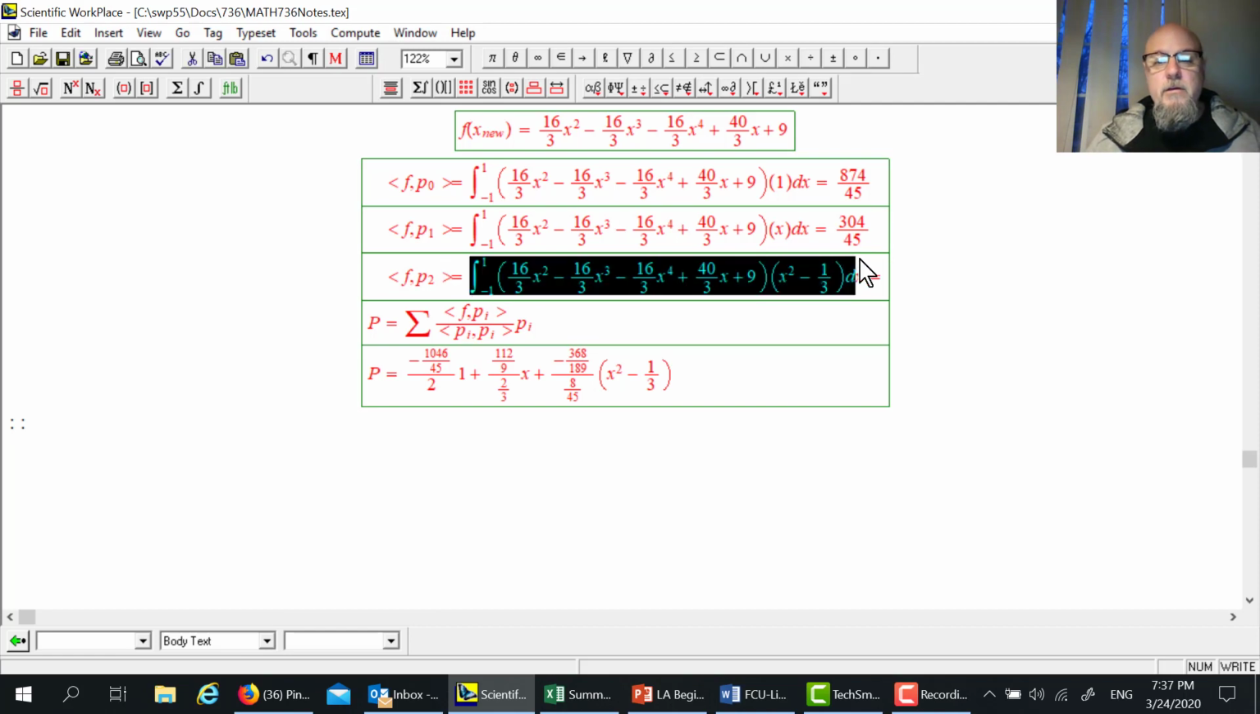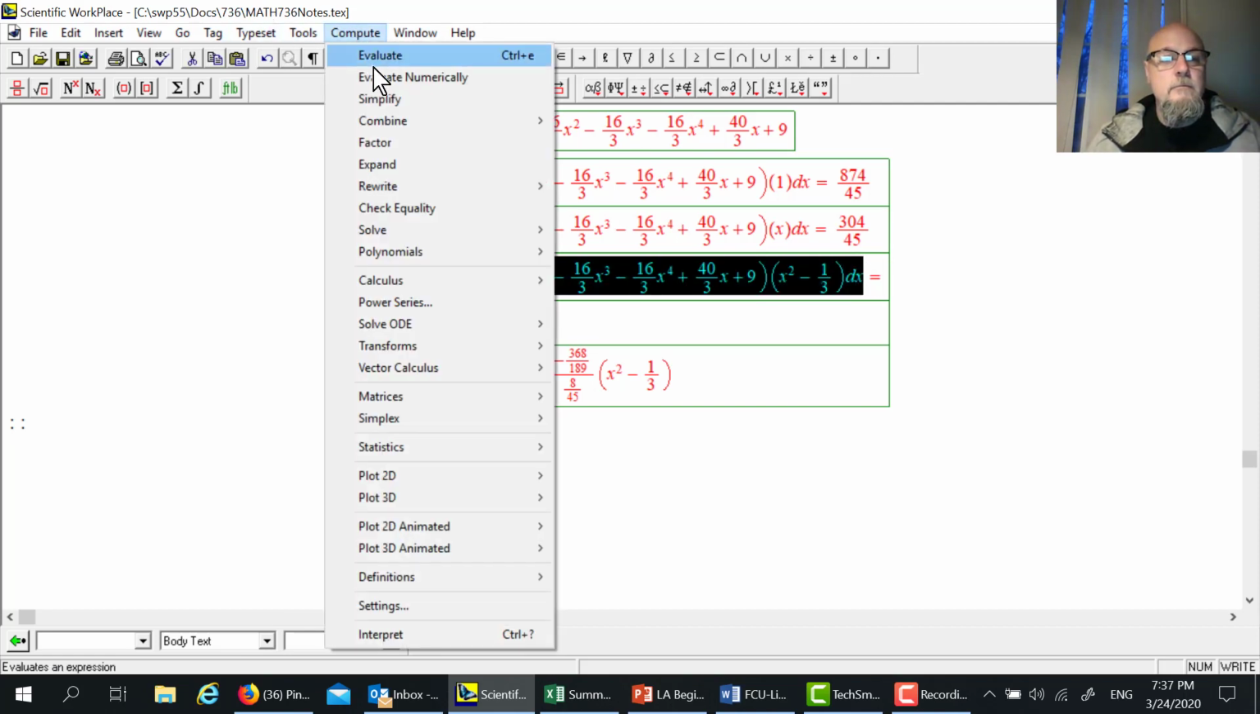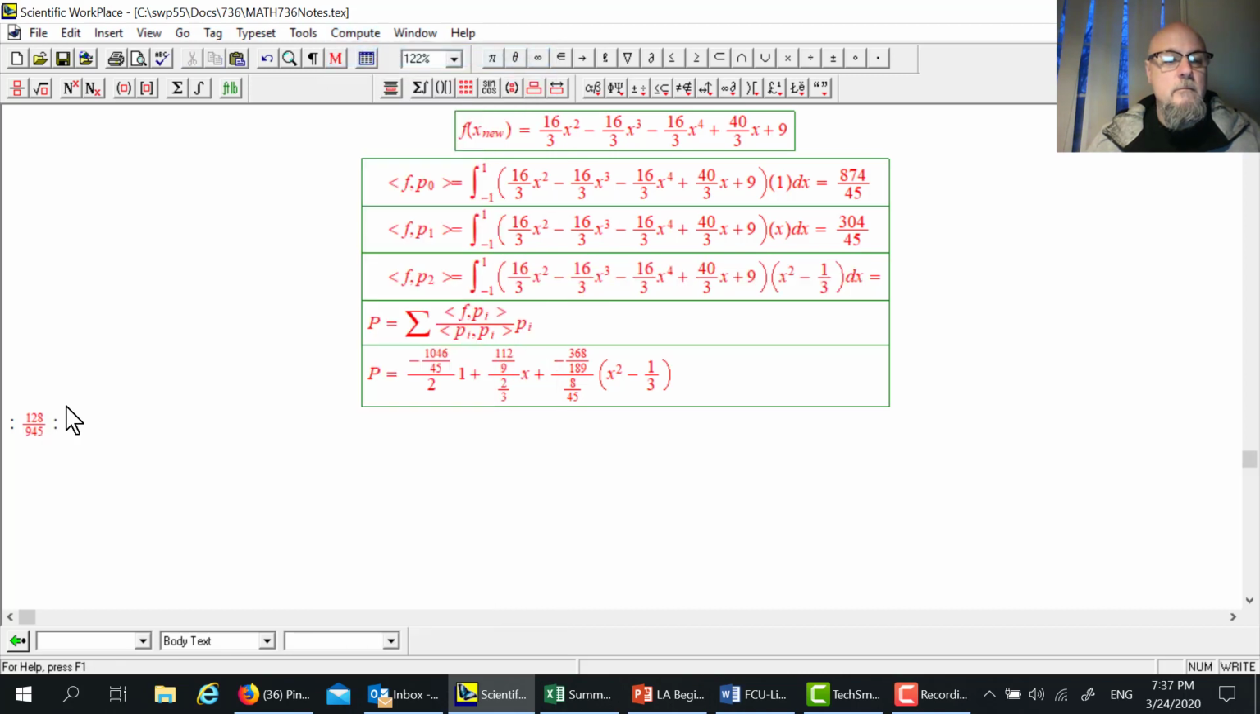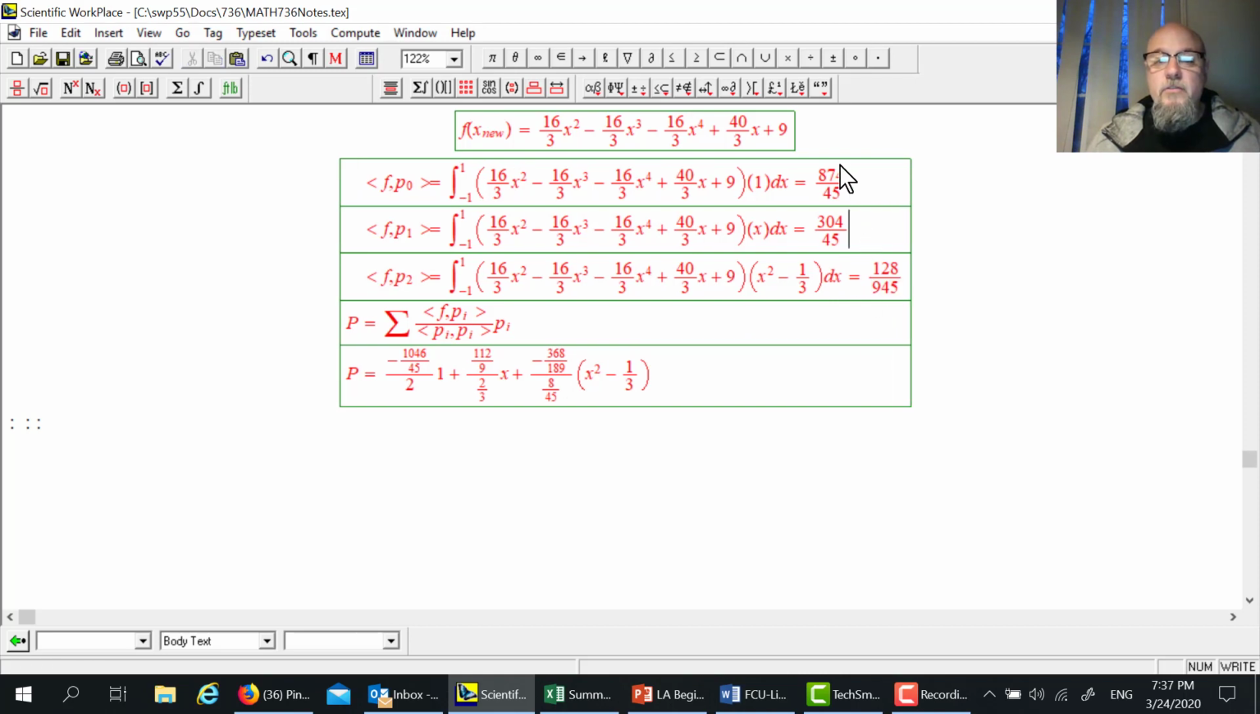And finally do this integration. Okay, so now we've got the top of these fractions. The bottom stays the same because p sub i is just a Legendre polynomial. So that's the number I want for the top here. This is the number I want for the top here. So everything's the same except I'm working with a shifted polynomial.